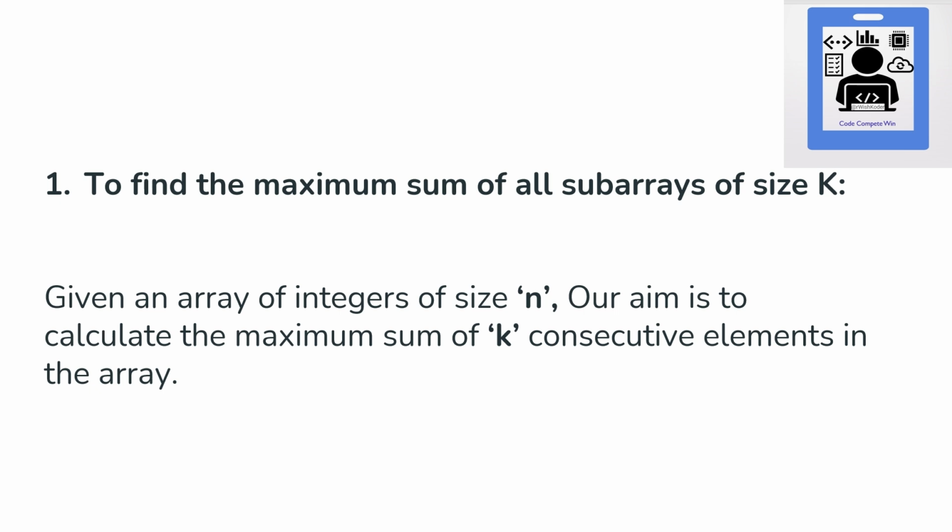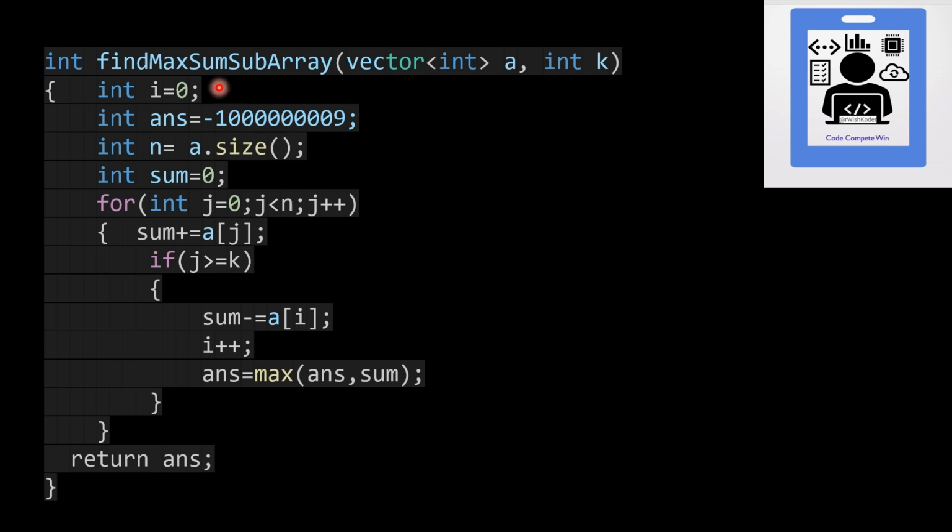So we can solve this question in O of n using the fixed size sliding window technique. To solve this question, we define a function findMaxSumSubarray that takes two parameters, a vector of integers and an integer k, and returns the maximum sum of k consecutive elements in the array.